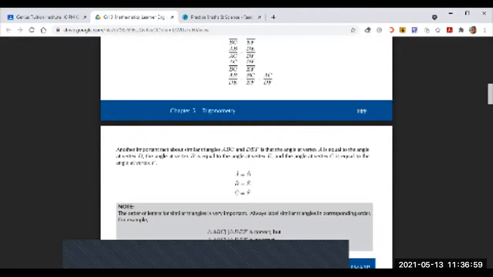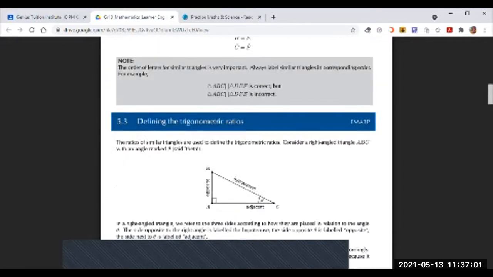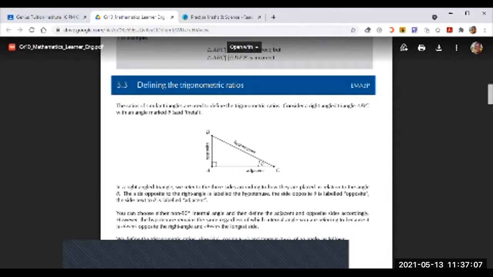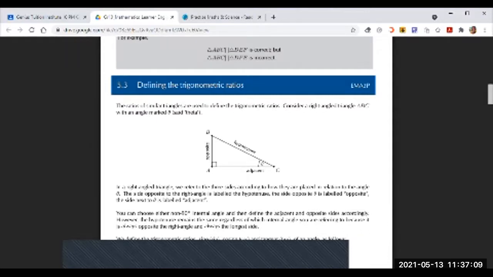So let us go forward. If we look at this, what are trigonometric ratios? Let us first start with a ratio. What is a ratio? A ratio is an answer that you get when you divide two or more numbers. So if you had 2 divided by 3, the ratio is 2:3, which is the same as 2 over 3.